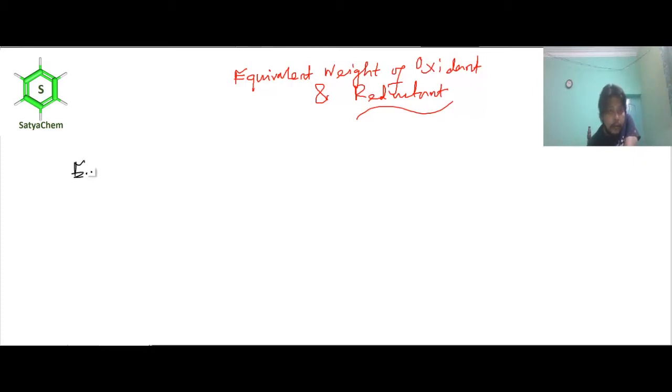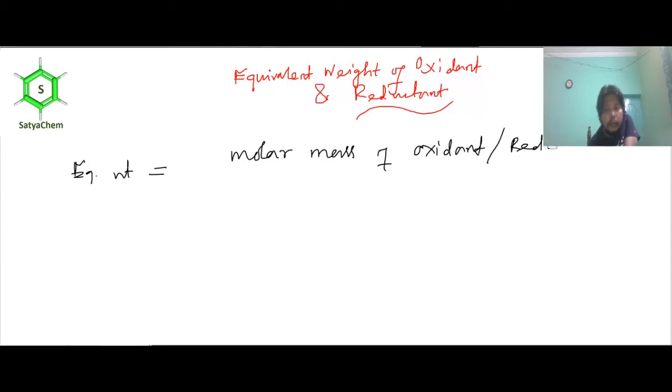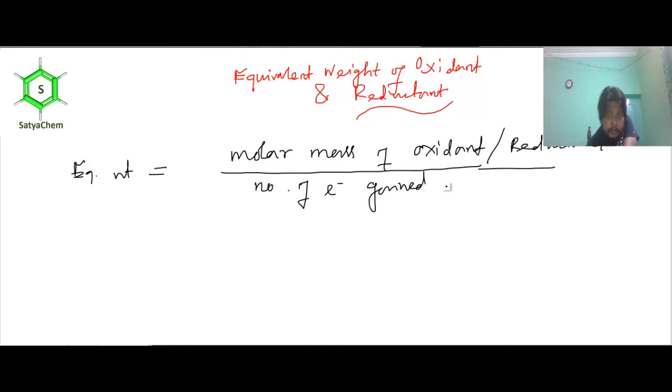The electronic method states that the equivalent weight of an oxidant or reductant is the molar mass of the oxidant or reductant divided by the number of electrons gained per molecule.